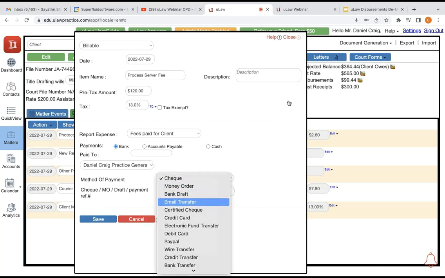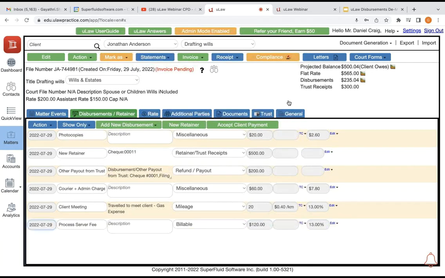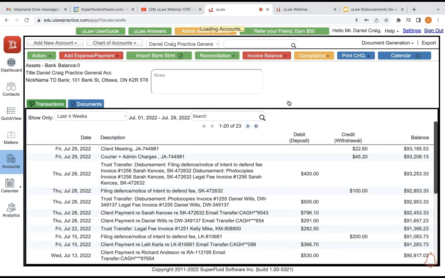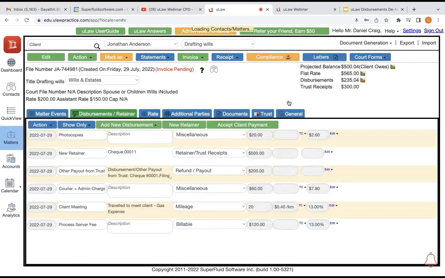Say that was email transfer, enter the reference number. Remember I said the reference number makes a big difference. And who did I pay it to? Could be MNP, process server. Save it. Now you see that this disbursement gets added on top of the earlier existing one. And if you go to accounts, you would see that even though I didn't report any expense, it still gets added here as process server fee. So that is the level of information and details that you need to pay attention to.